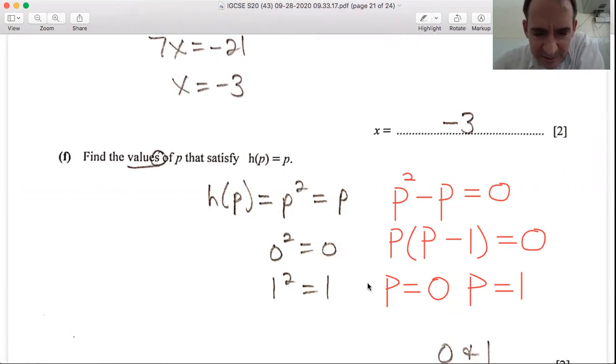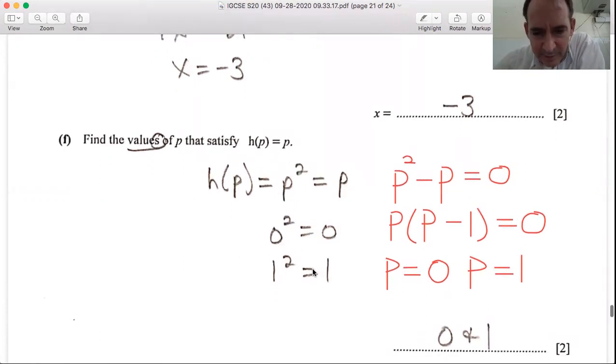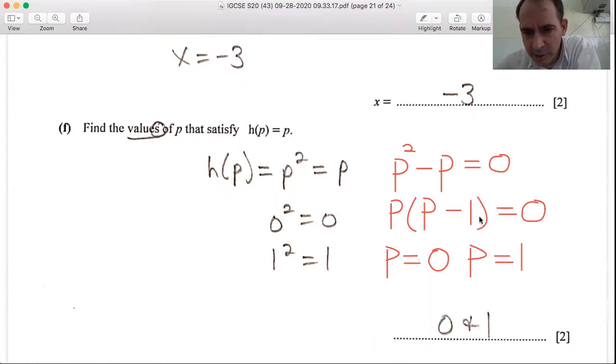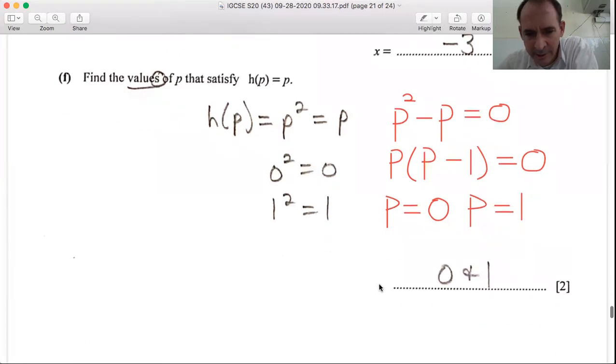When I did it, I just kind of did it by recognizing the only two numbers that you can really square and get the same value. But then I went back and I did it algebraically for you so that you would see the work. Here we have a quadratic. So again, we're going to subtract p to the other side, set it equal to 0. Factor it. So you get p times p minus 1 equals 0. Then set each of these factors equal to 0, and you get 0 and 1.